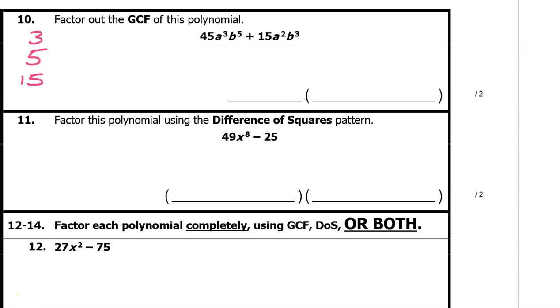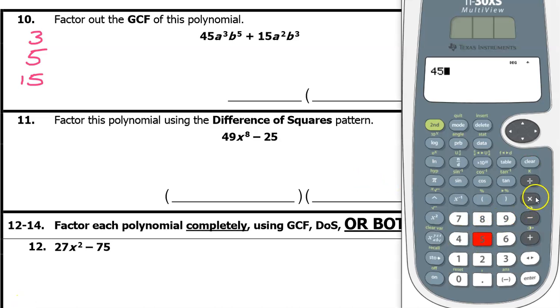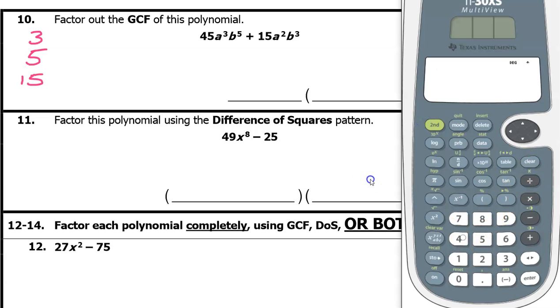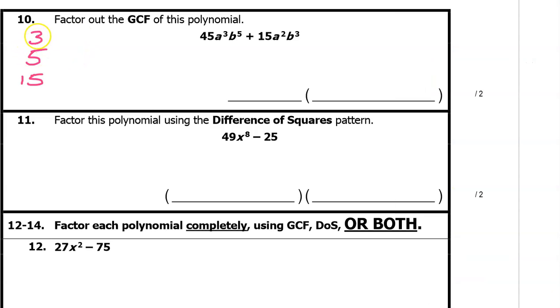Let me take out my calculator. 45 divided by 3. Notice that 3 does go into 45. What about the number 5? Well, obviously, 45 is divisible by 5. We could tell that because there's a 5 on the end of it. So anything that ends in 5 is divisible by 5. So that means that so far, the 5 is winning because we want the greatest common factor. The bigger number wins. But what about the 15?